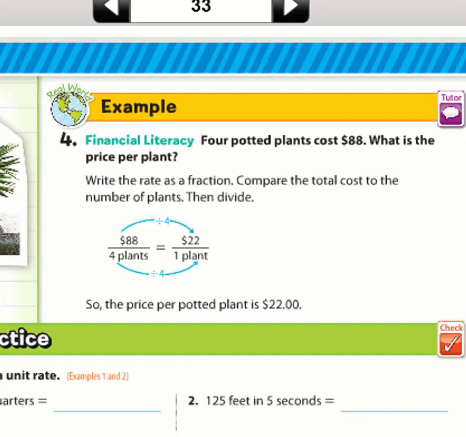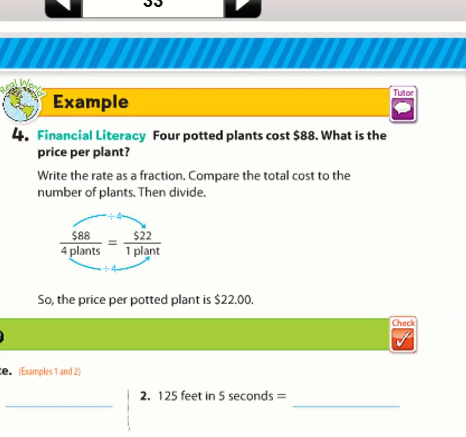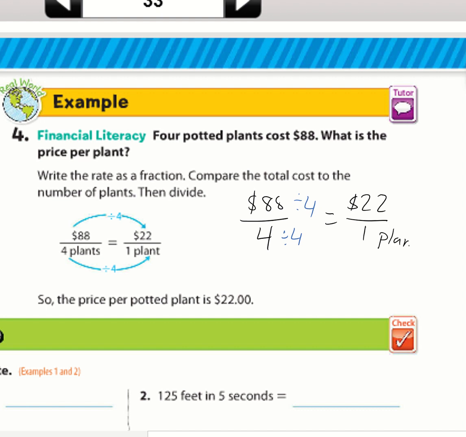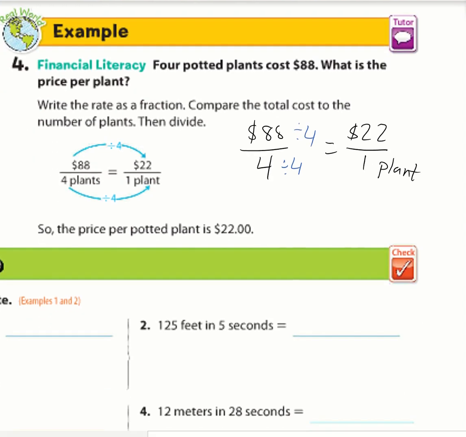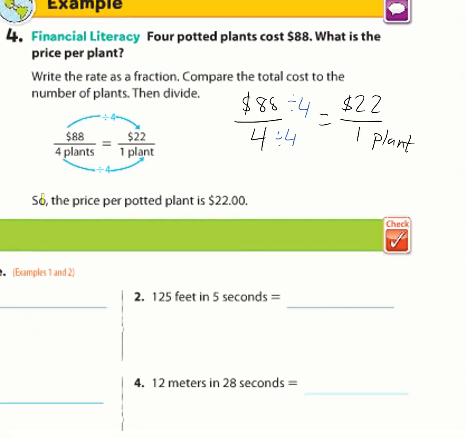So example 4, 4 potted plants cost $88. So I have $88 for every 4 plants. If we divide it by the denominator, divide by 4, divide by 4, each plant is going to cost $22 for 1 plant. And so the price per potted plant is $22.